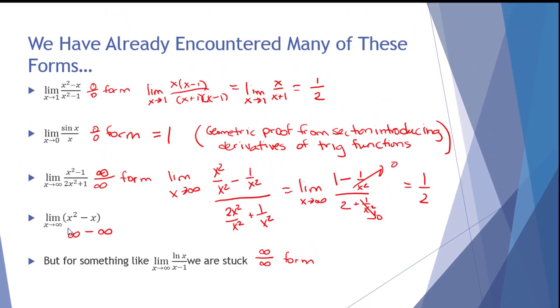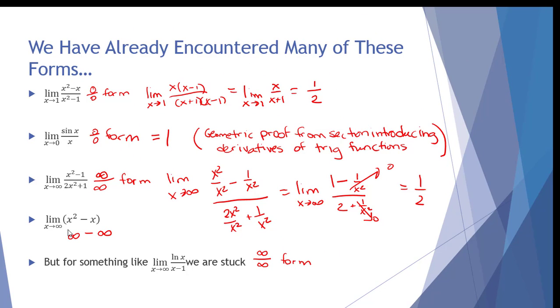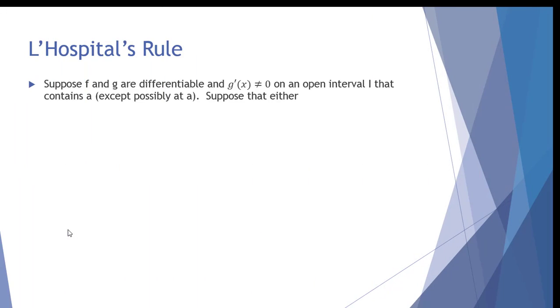So this is where a gentleman by the name of L'Hopital came up with his rule. And L'Hopital's rule says the following. Suppose f and g are differentiable and that the derivative of g with respect to x is not equal to 0 on an open interval I that contains a, except possibly at a. Okay, so your functions have to be differentiable and the derivative of g with respect to x can't be 0.